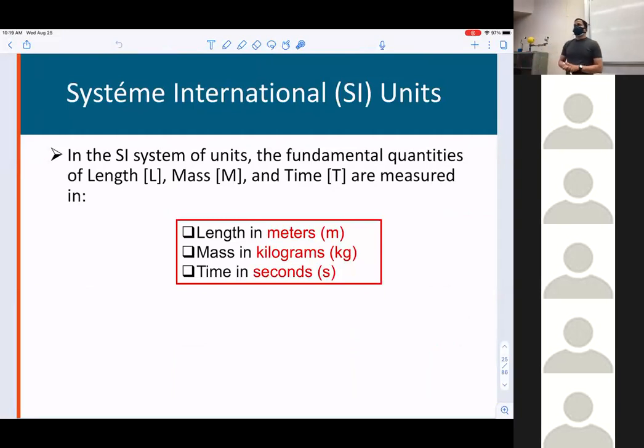Yeah, you can use minutes, but then you're not in SI units, so you will convert from seconds to minutes. In fact, we'll talk a lot about converting between different systems of units.